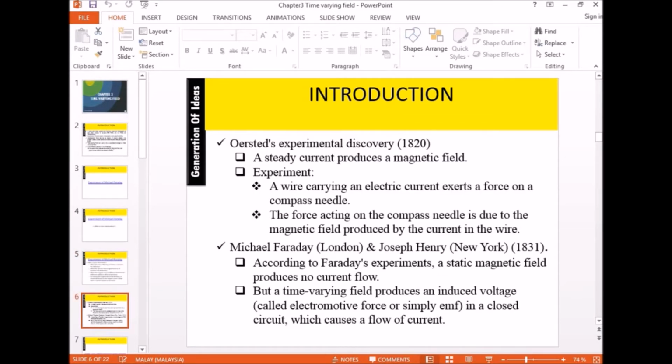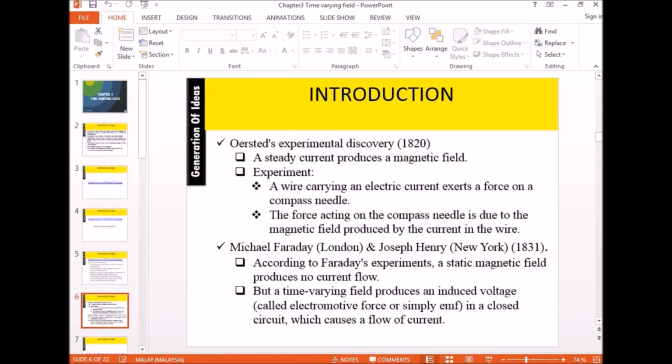According to the research and work of Michael Faraday and Joseph Henry, a static magnetic field does not produce current, like what I explained just now. But a time varying field produces an induced voltage called electromotive force, or simply EMF, in a closed circuit, which causes a flow of the current.